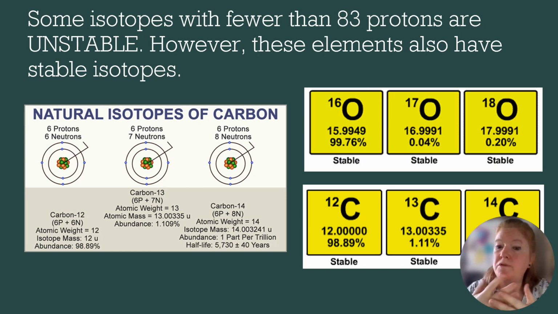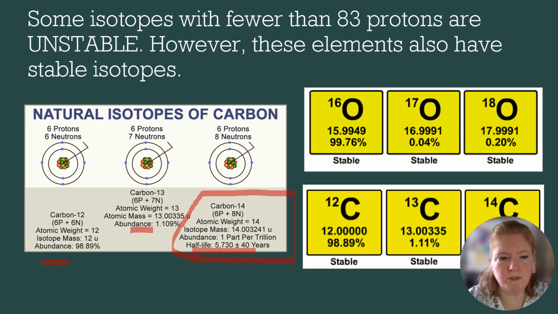Now, some isotopes with fewer than 83 protons are unstable and radioactive. However, these elements also have stable isotopes. So carbon, for example, has this version, carbon 14, that has a half-life and is unstable. But we have carbon 13 and carbon 12 that are stable, okay? So versions of elements with less than 83 protons can still be radioactive, can still be unstable, okay?